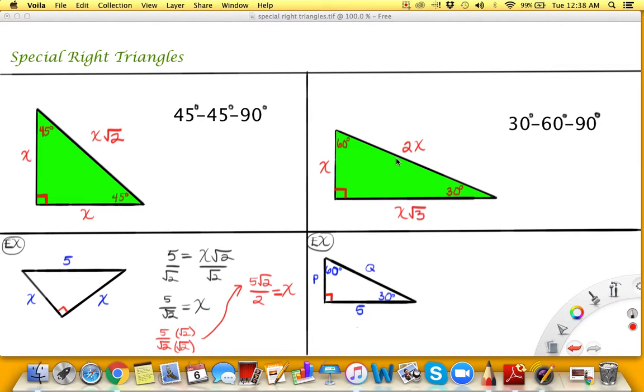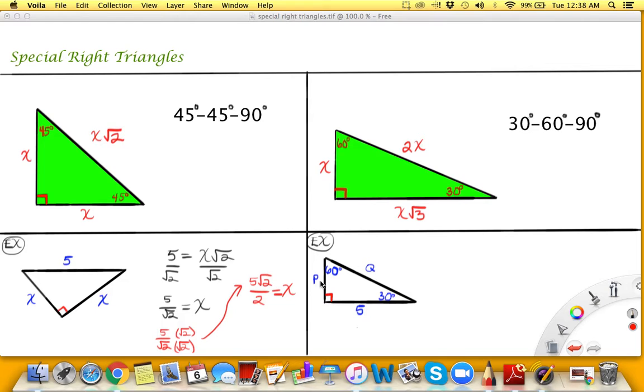Now in this second example, we're going to be talking about a 30, 60, 90 degree triangle. So if you notice, the ratio of the sides is different because this angle is smaller than this angle. So if this 30 degree angle is smaller than a 60 degree angle, then that means the side opposite the 30 degree angle is going to be shorter than the side opposite the 60 degree angle.